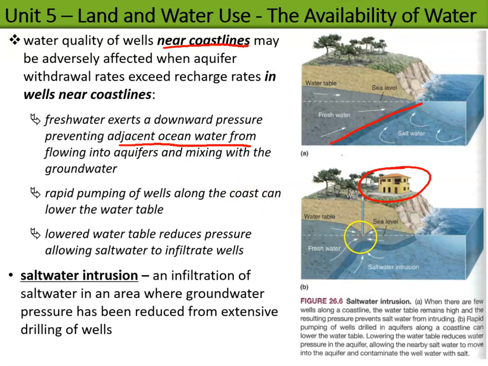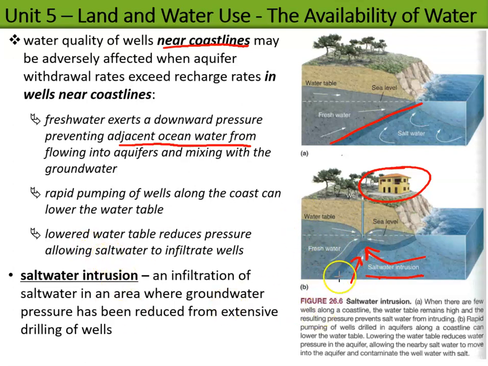It can lower the water table to the point where there's a reduced amount of pressure of the fresh water pushing down on the salt water, and you get what is called saltwater intrusion, where that salt water can intrude into the fresh water in the aquifer and start mixing with it. So this is an infiltration of salt water in an area where the groundwater pressure has been reduced because of extensive pumping of fresh water out of an aquifer.